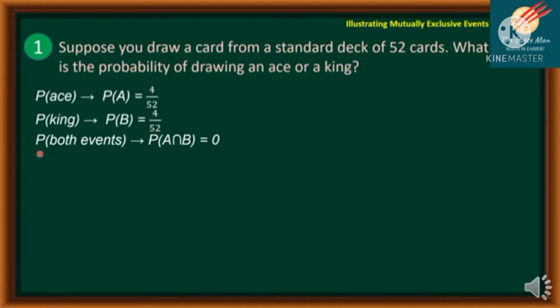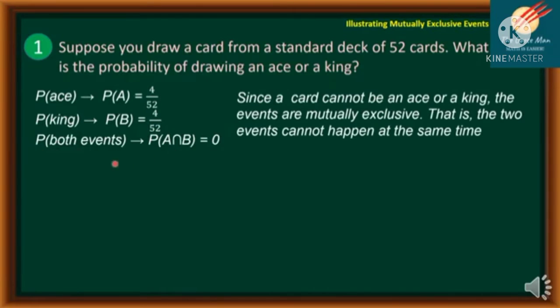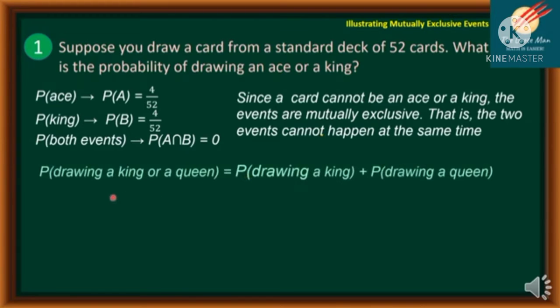Because there are 4 kings in the standard deck. Take note that the probability of both events is equal to the null set, because a card cannot be an ace and a king at the same time, so the events are mutually exclusive. That is, the two events cannot happen at the same time.